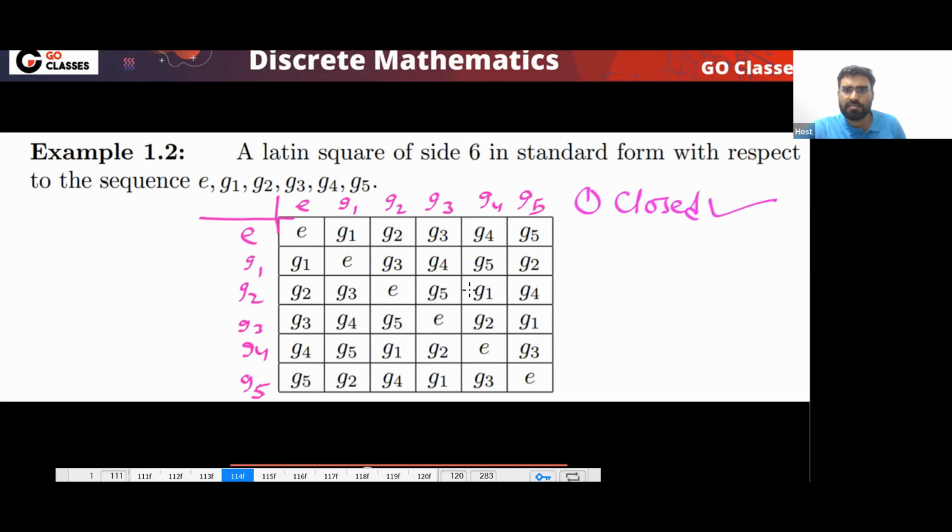Is it closed? Yes, this is closed. Okay, is there any identity element? Do we have an identity element? Yes, the identity element is E.